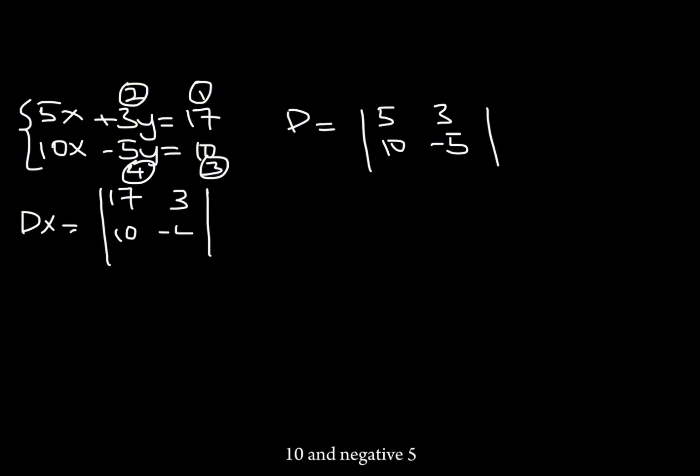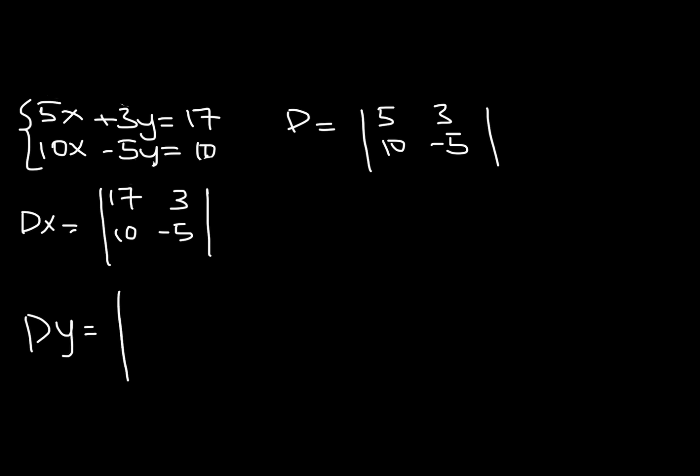And finally, the last matrix, Dy, consists of these values: 5, 17, 10, and 10.